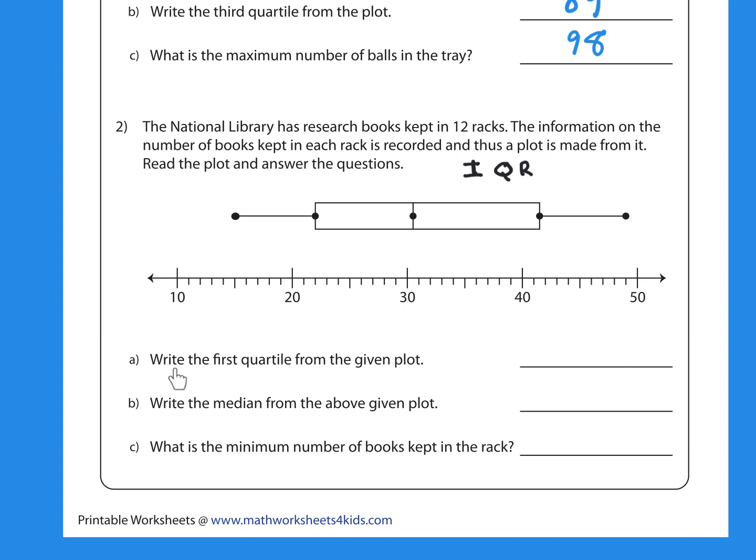As we look at this first question, it asks us to write the first quartile of the given plot. So the first quartile is the beginning of the box, and if we draw a line down, it looks like it's about at 22.